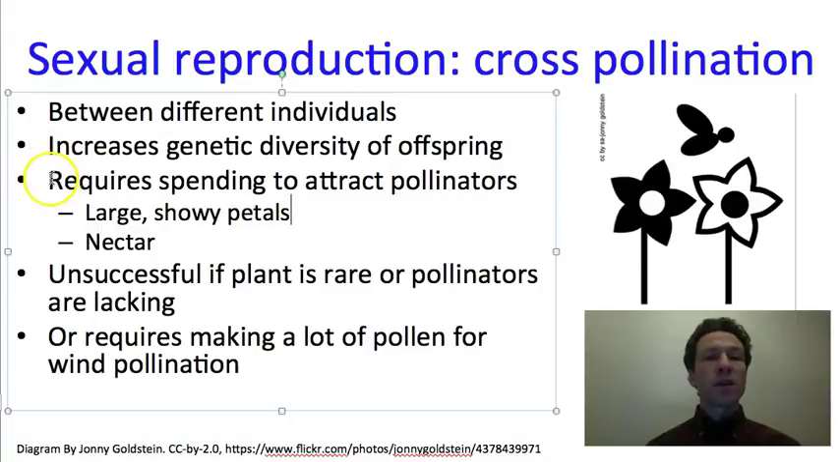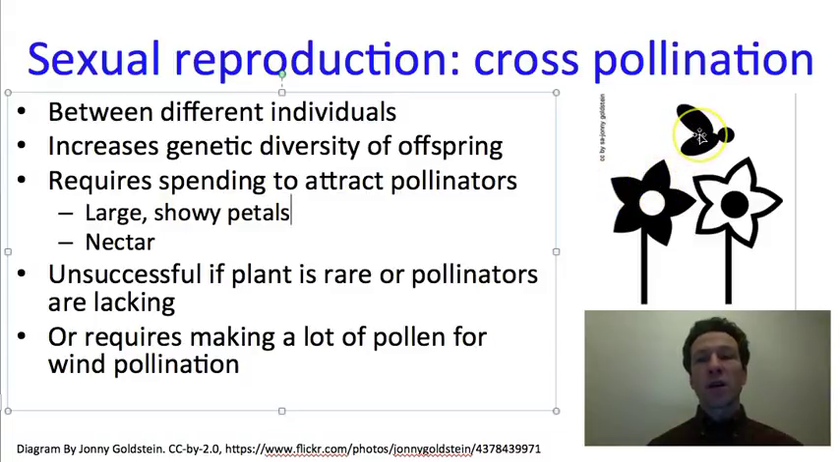Now, cross-pollination has some costs. It requires attracting pollinators. This pollinator is only going to come if it sees the flowers, so they need to be large and showy. But this pollinator also wants a reward, such as nectar, and so the plant will need to make some food for the pollinator.